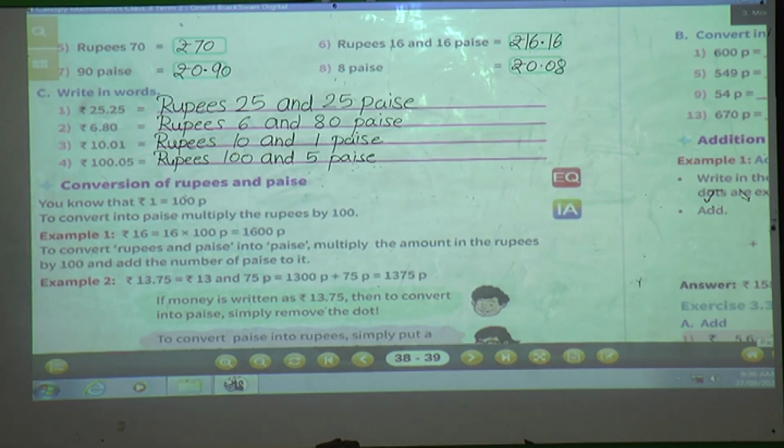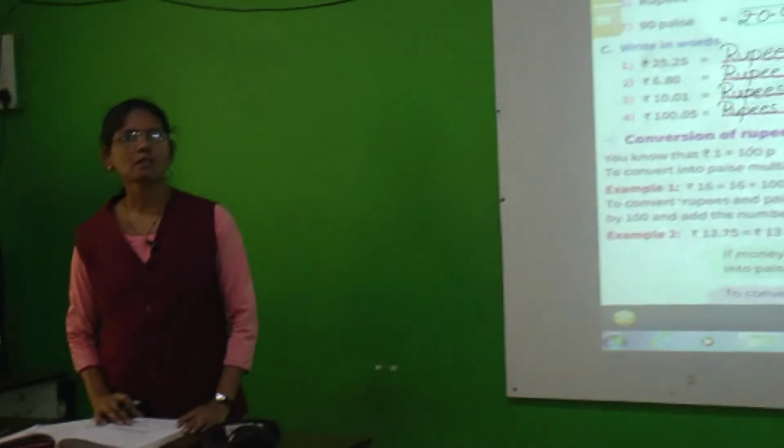Okay, clear how to write in words and how to write in figures. So students, today we have started our new lesson, that is money. What have we learned today? We have learned 1 rupee is equal to 100 paise, and after that we solved exercise 3.1. In the next session we will see the next part. Till that time, take care. Thank you.